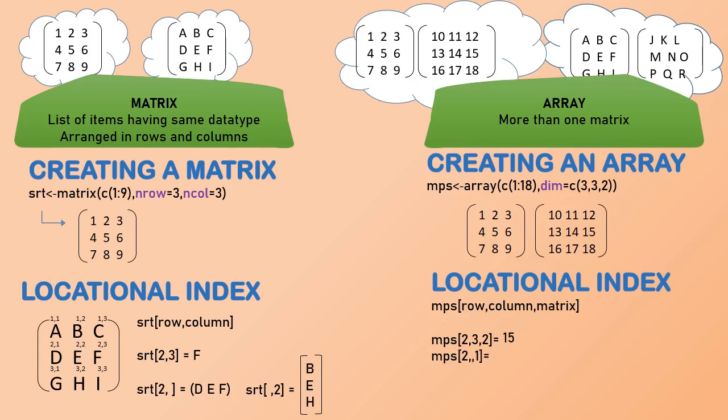To select the whole row, leave the space for column empty just like that of the matrix, such as MPS 2, empty space and 1. It will give the whole row in matrix 1, that is 4, 5, 6. Similarly, to select a whole matrix, leave the space for both row and column empty, such as MPS, empty spaces, and 2 will give matrix 2.